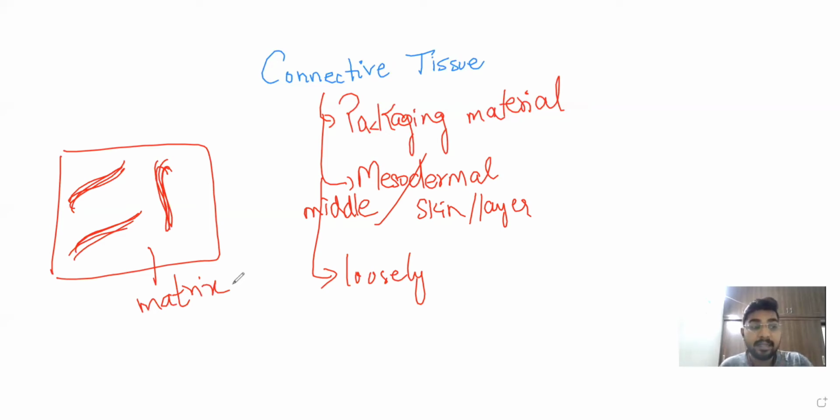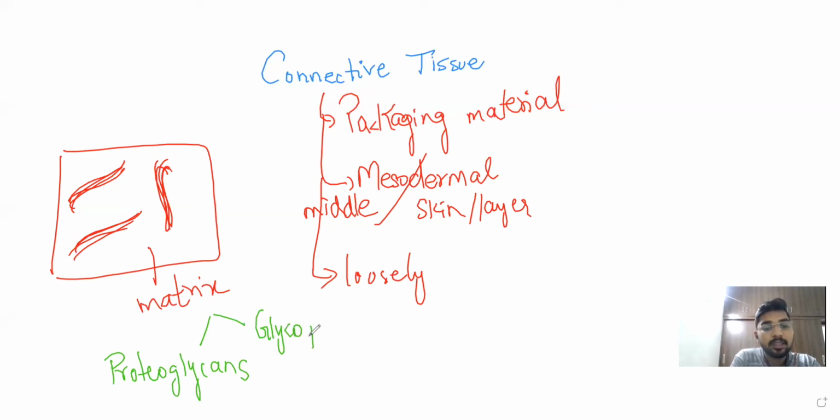This matrix is made up of two important components. Your connective tissue matrix is made up of two important components. One is called proteoglycans, and the other component is called glycoproteins. So these are nothing but your protein carbohydrate complexes.